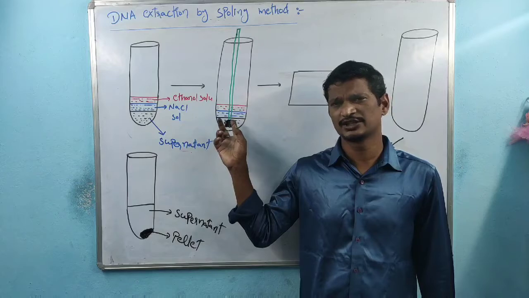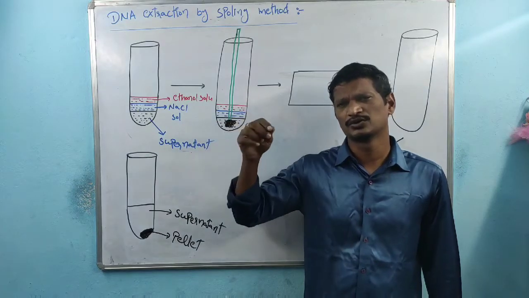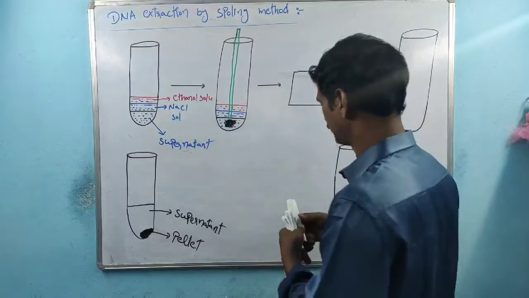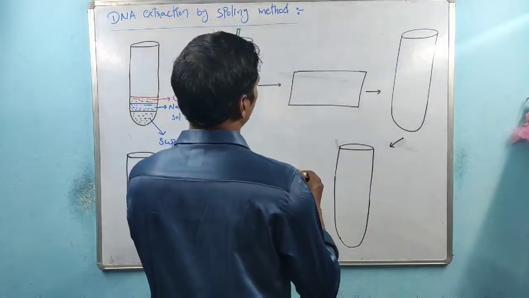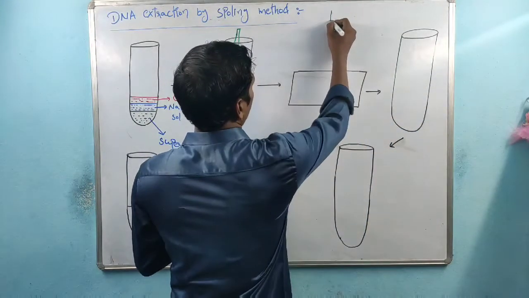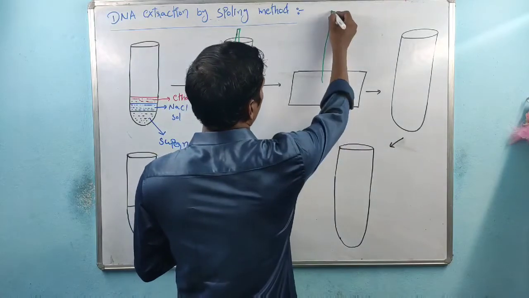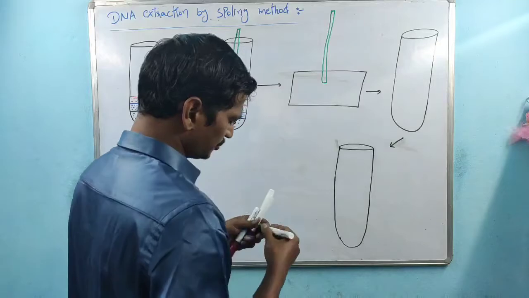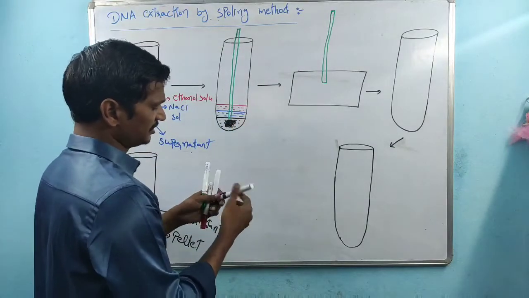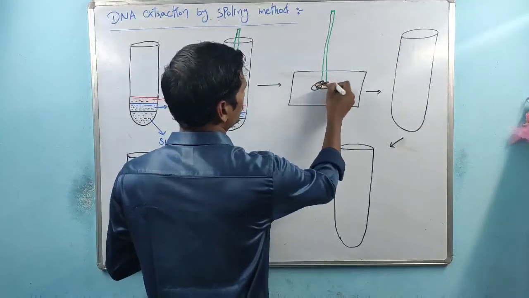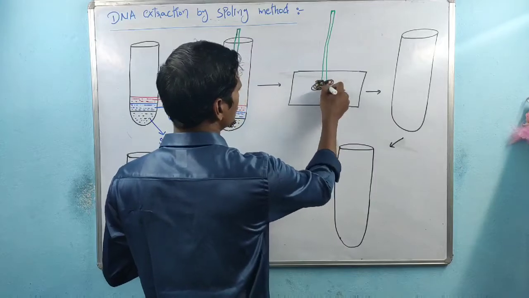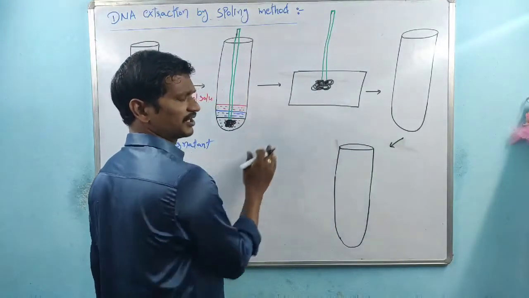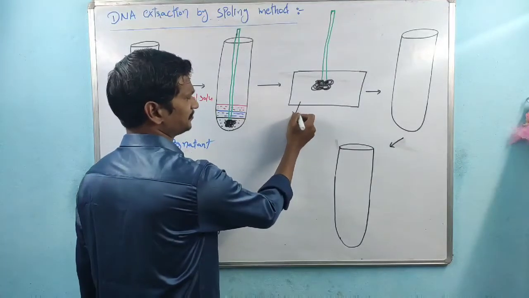Once the attachment takes place, slowly we remove the glass rod from the tissue. This is the glass rod. So this is the tissue. This is the DNA content. So the DNA is separated from the tissue, and the DNA is collected on the surface of the glass slide. This is the glass slide.